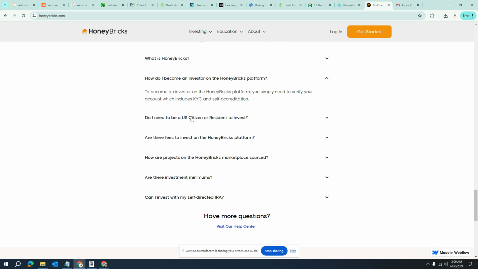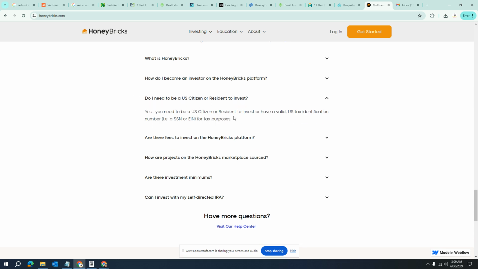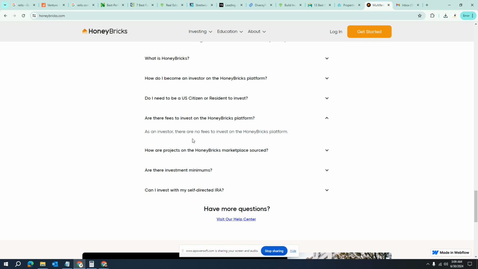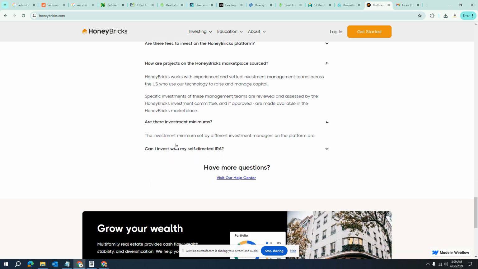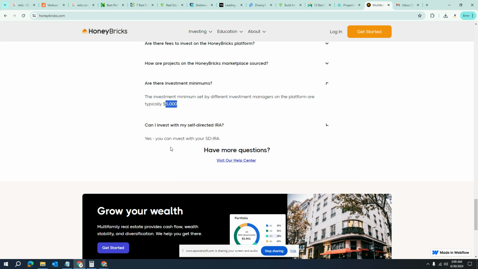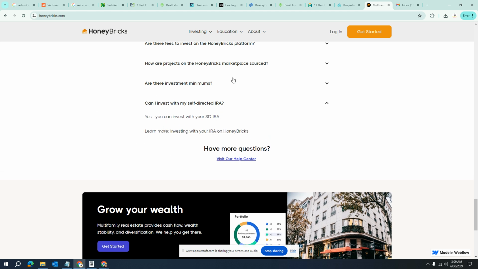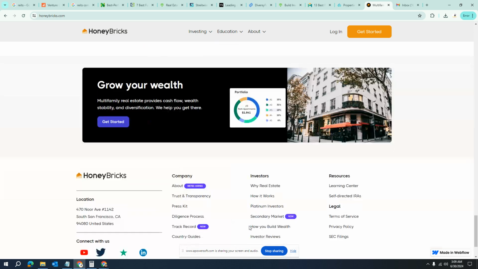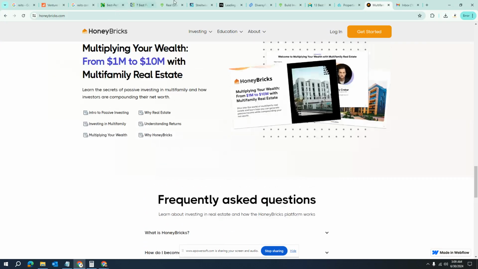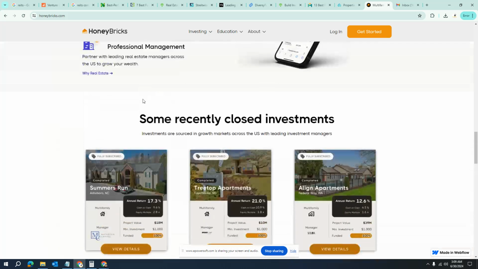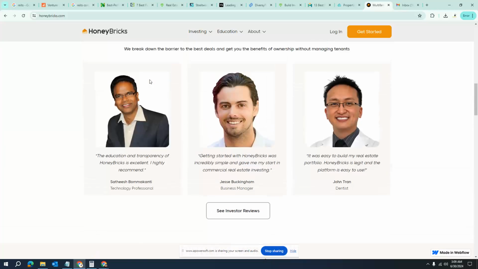So it tells you right here, you have to be a citizen or resident. There's no fees to invest. Management team. Specific investment, these management teams are reviewed and assessed by Honeybricks' committee. Minimums, there's $5,000 minimums. You can even use your self-directed IRA and convert the money here. So that's a good thing about real estate. You can use your IRA, your 401k to exchange those funds and put the funds here and make that money work for you.